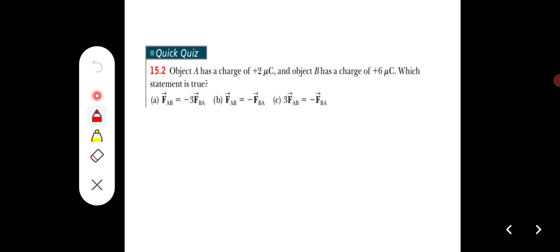So I have a quick quiz. You can pause the video, for those that are watching the recorded one. Then you solve, then you play. For those that are present, you can attempt it.